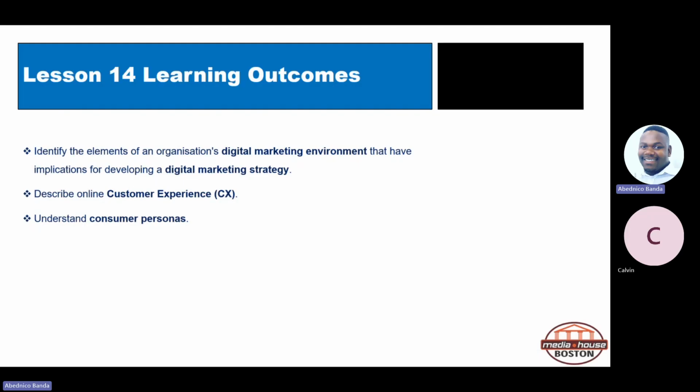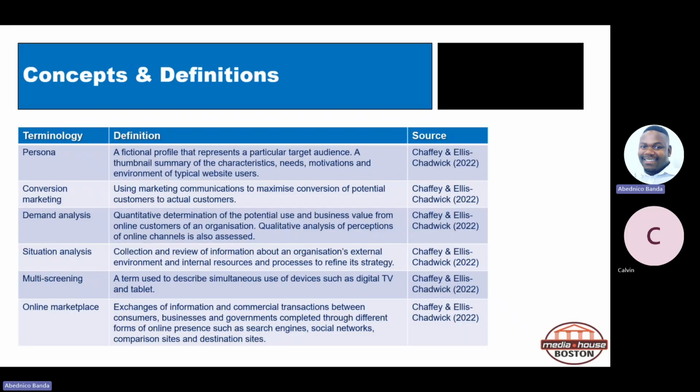So at the end of this lesson, you should be able to understand online customer experience, because the customer experience that we've always discussed in marketing is always offline. But since you are dealing with digital marketing, it means that we are going to be discussing online customer experience. And you also need to understand buyer personas. Other textbooks call it segment profiles, because in order for you to know who you're talking to, you need to build a profile on your segments. So these are some of the key concepts that we are going to be discussing as this lesson unfolds.